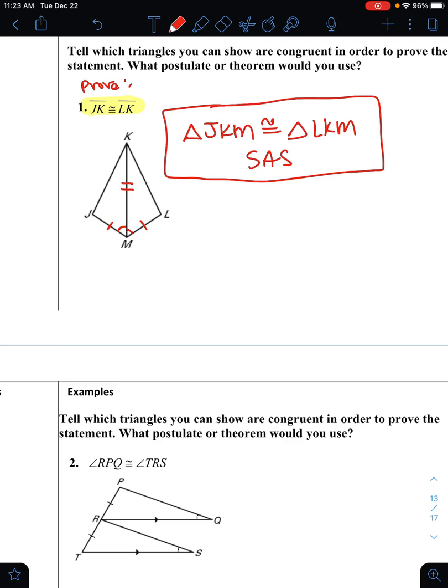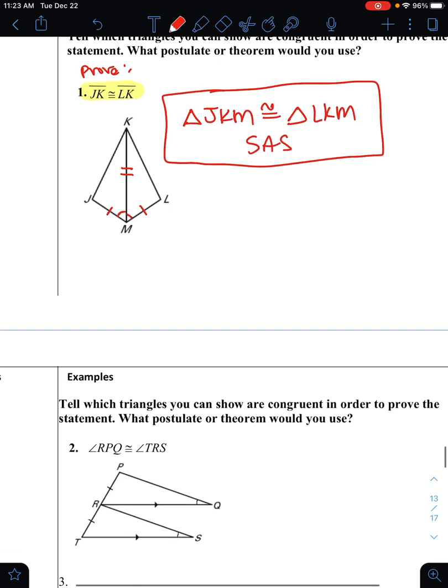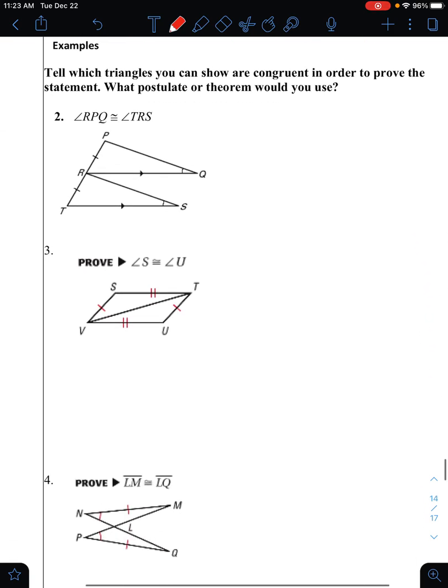Okay, I would like you guys to go to the next page and do example 2. It's just like example 1, but just a different diagram. So pause the video and come back when you're finished with number 2.